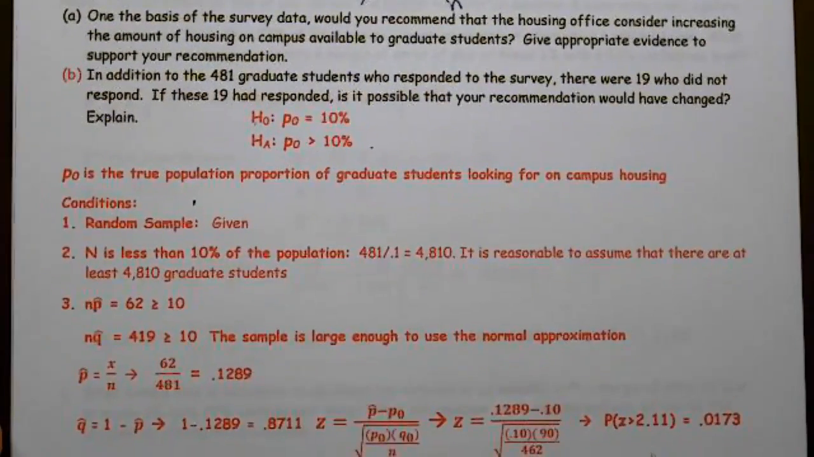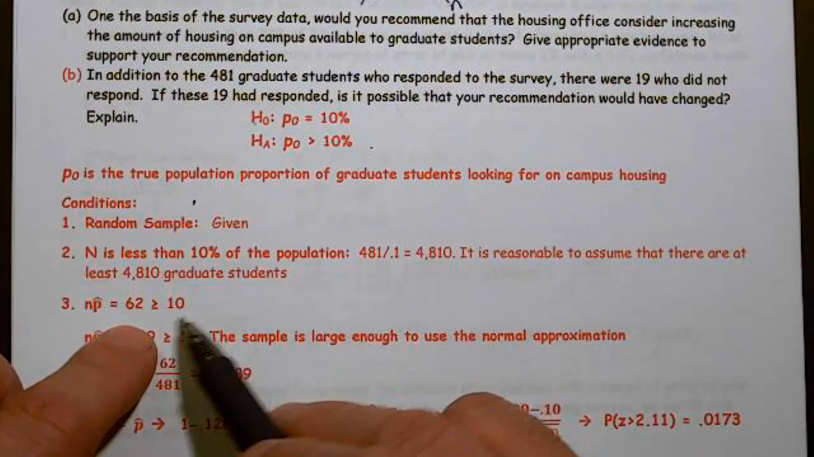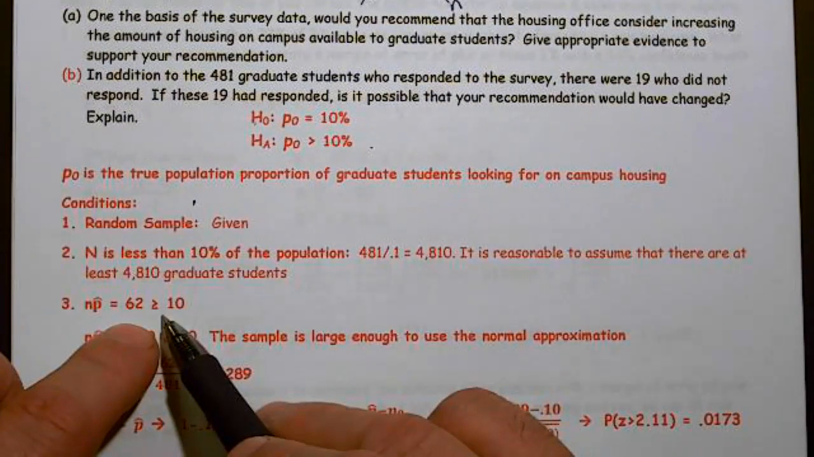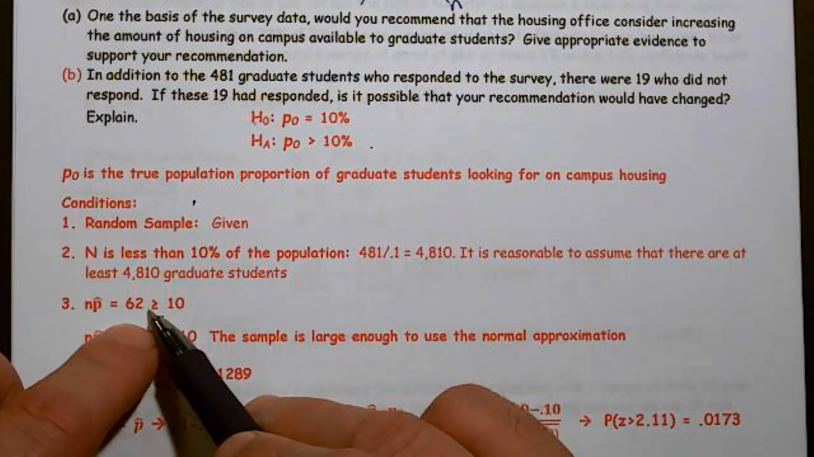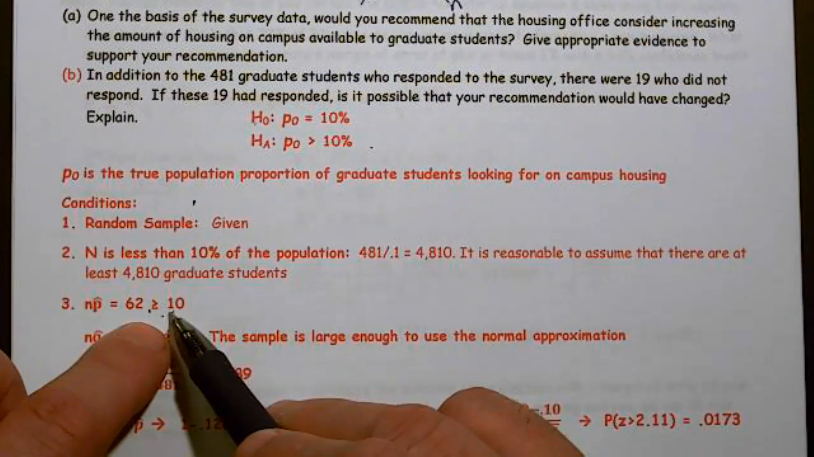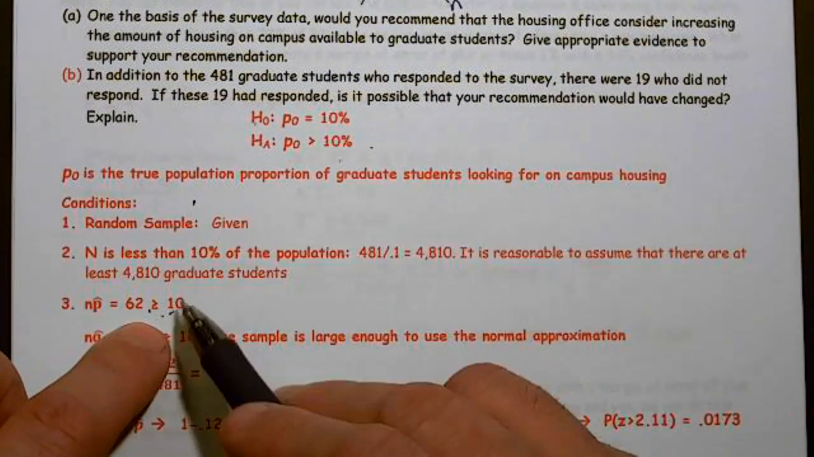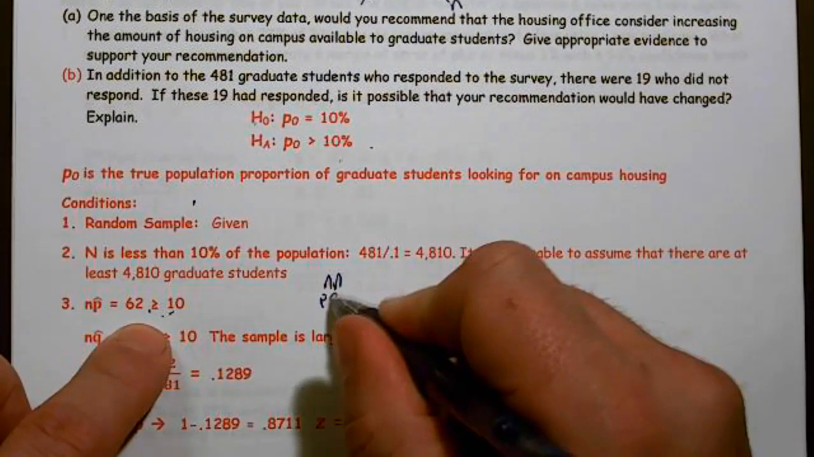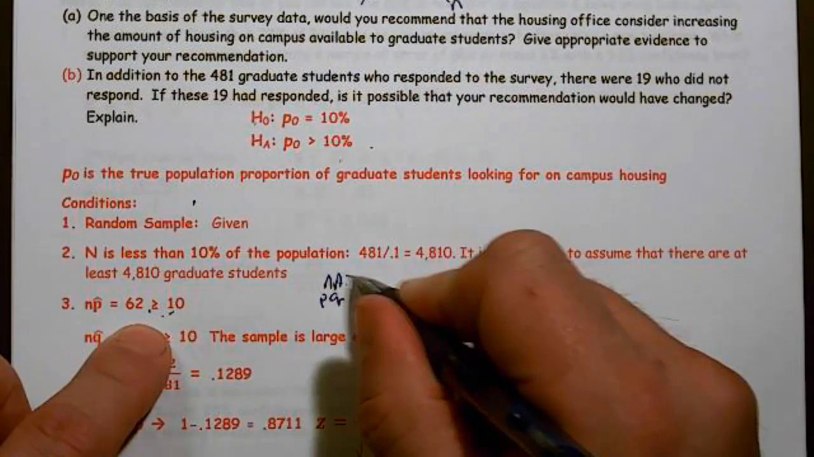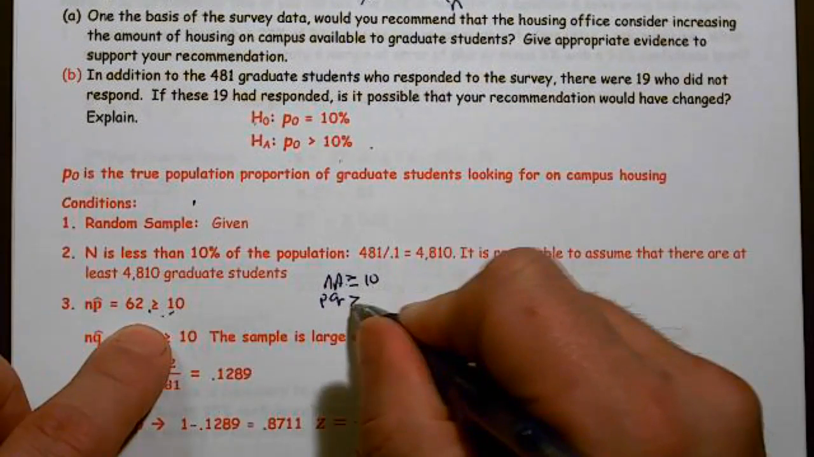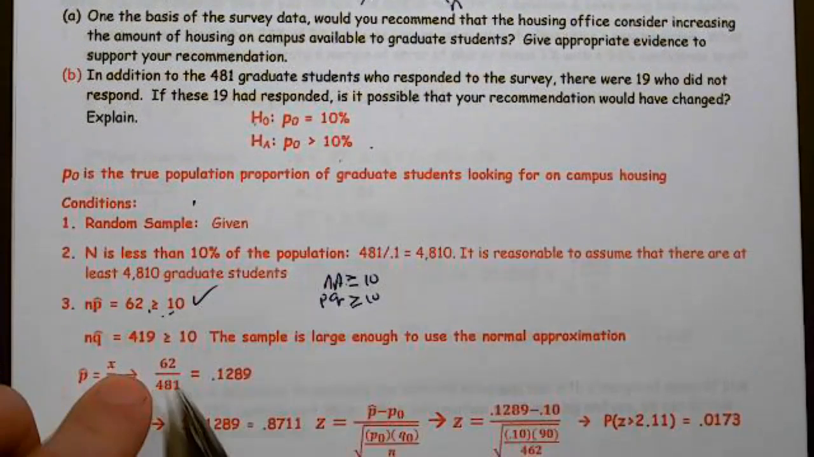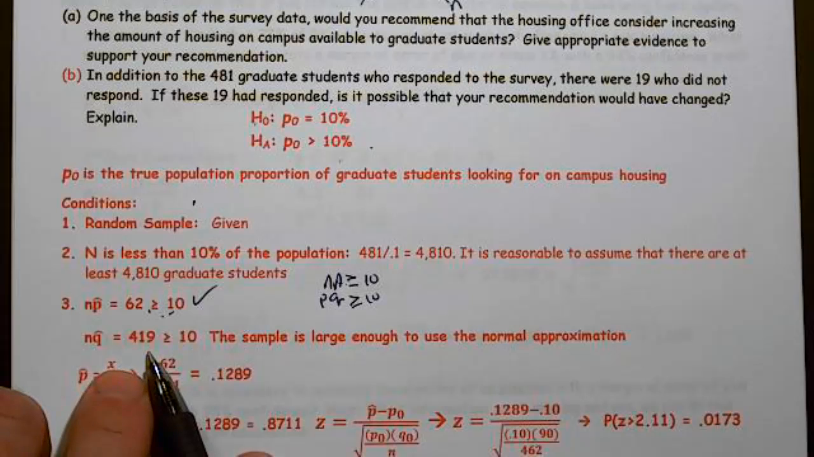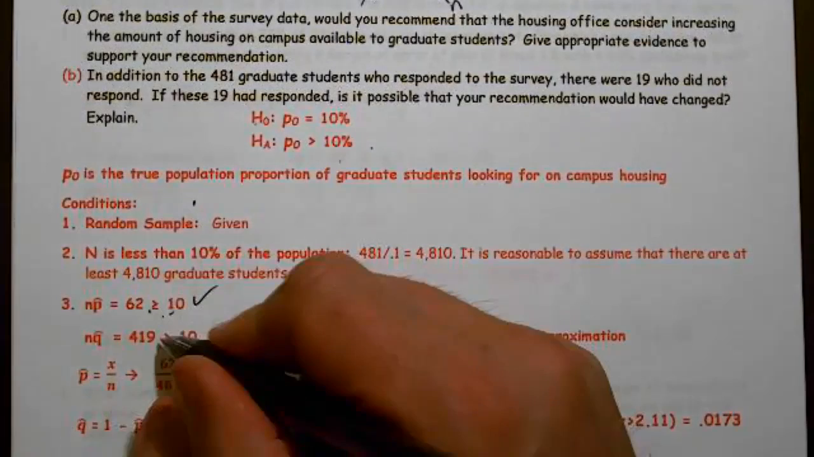So in this case, np is 62, the students who said that they wanted on-campus housing. That's greater than 10. And it's not the 10%, it's np. Remember, np and nq must be greater than or equal to 10. Well, that's greater than 10. And then in this case, we had 419. You're going to go, gosh, Mr. Spencer, where did that 419 come from?